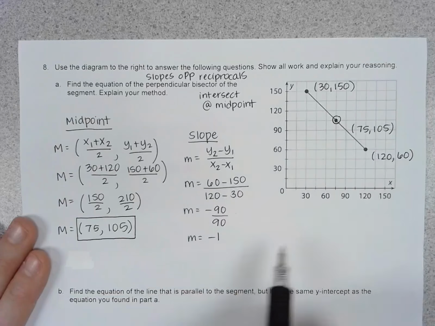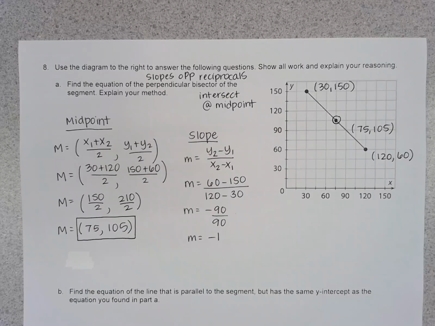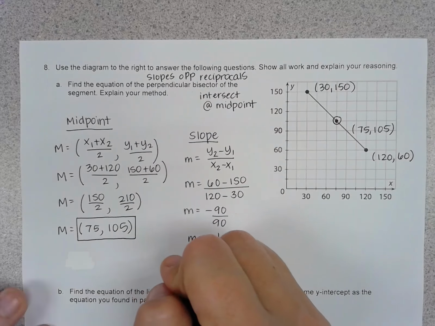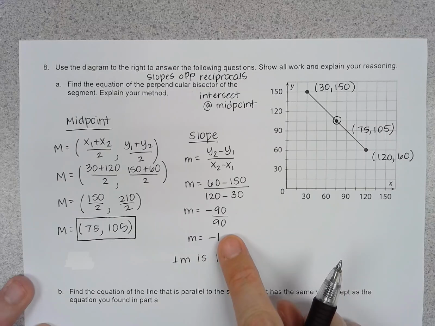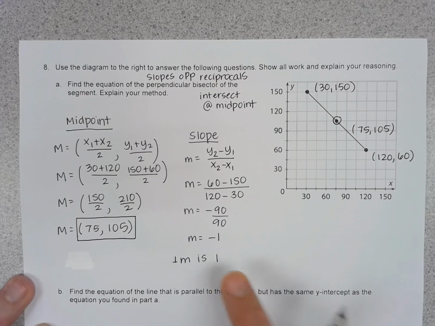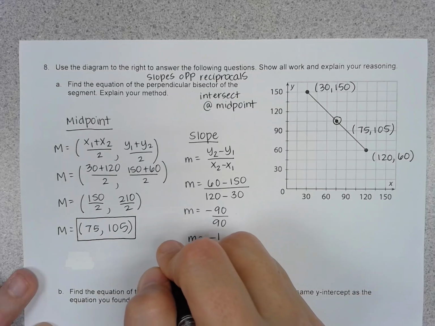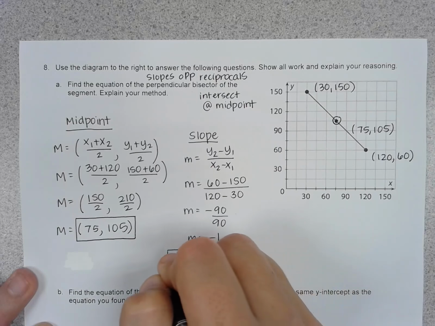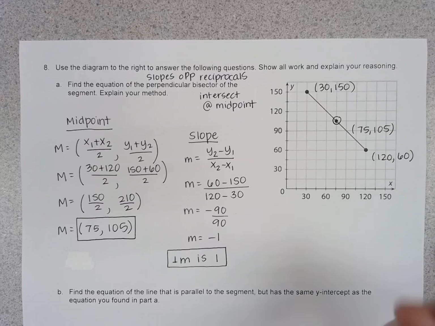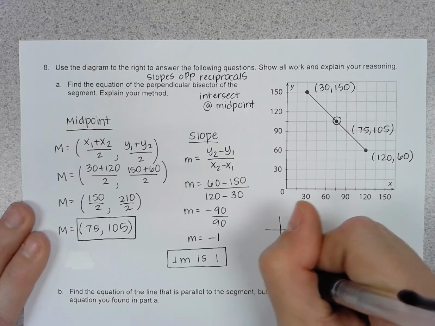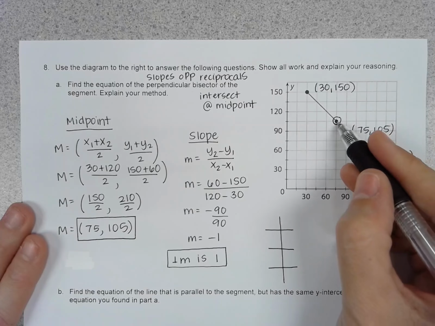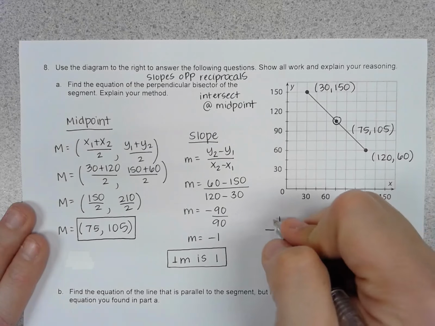So the slope of this segment is negative 1, but I'm trying to find the slope of a line that's perpendicular to that. So if the slope of this line is negative 1, then the perpendicular slope is going to be positive 1 because it's the flip of this upside down, and then you have to make it be the opposite sign. So I'm going to be using this as my slope when I use my formula. So I'm trying to find an equation of a line that goes through this point that's perpendicular to this line.